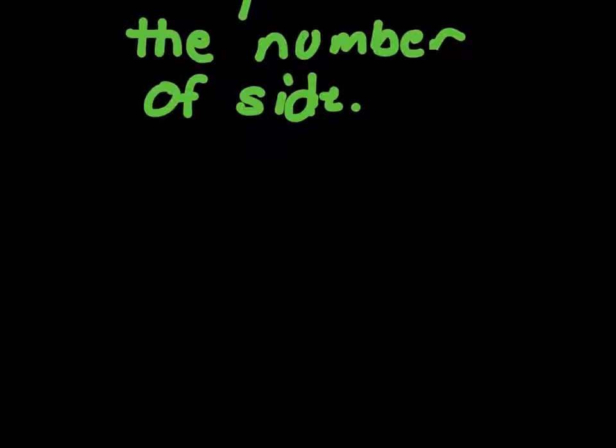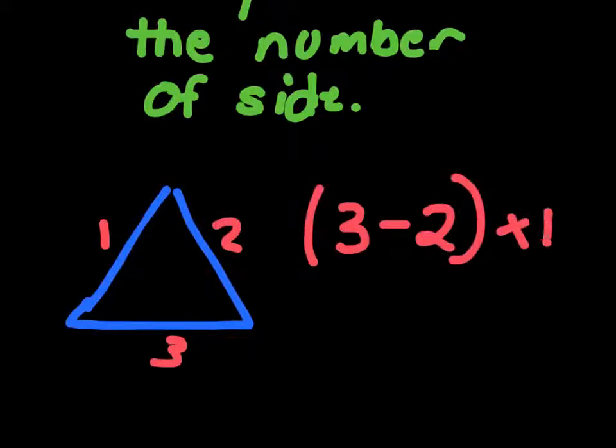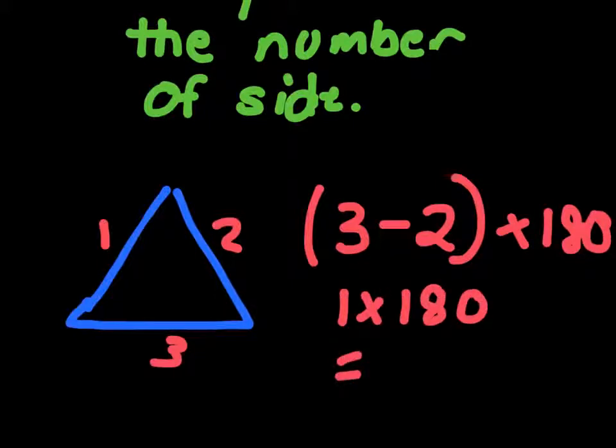So let's take a couple examples that we already know. So let's take a triangle, and we want to know the sum of the internal angles. So what we would do is we'd count the number of sides we have. We have 1, 2, 3 sides. Using this equation, we would do 3 minus 2 times 180, which is just 1 times 180. And that gives us 180 degrees. So using this equation, we can find the sum of the internal angles of any shape.